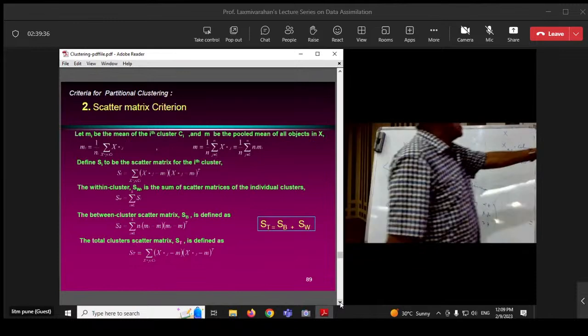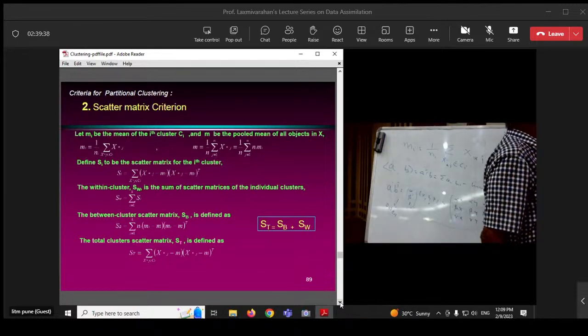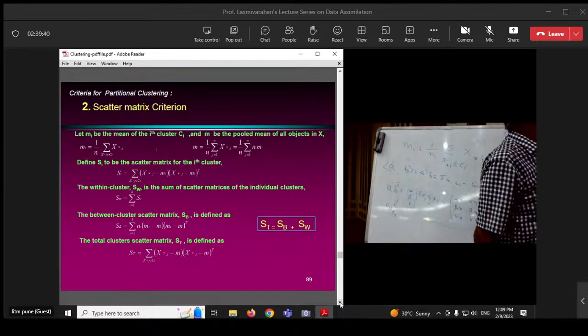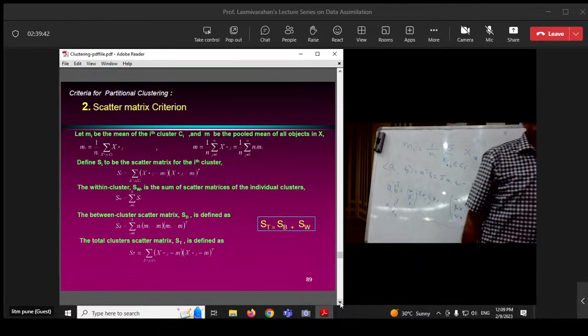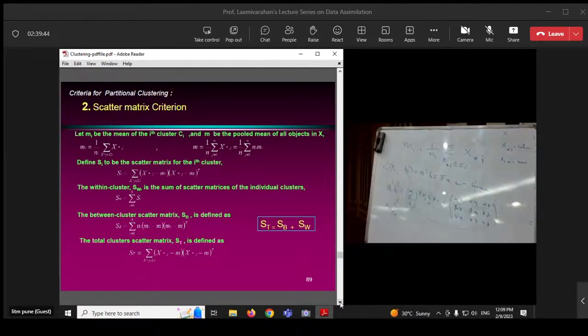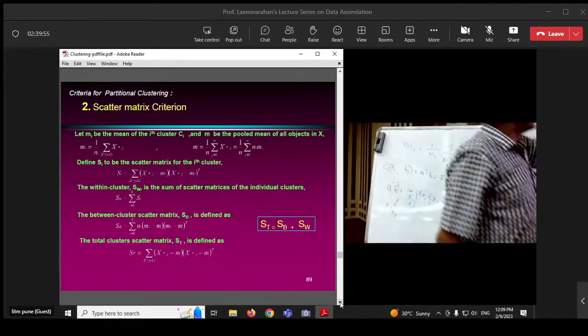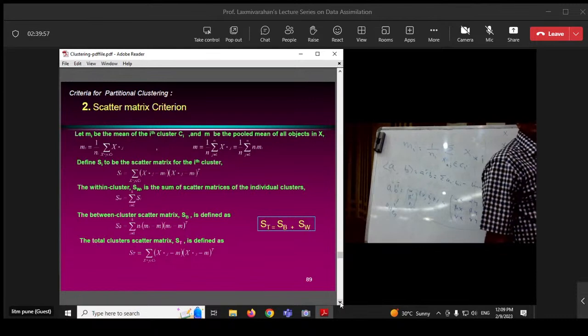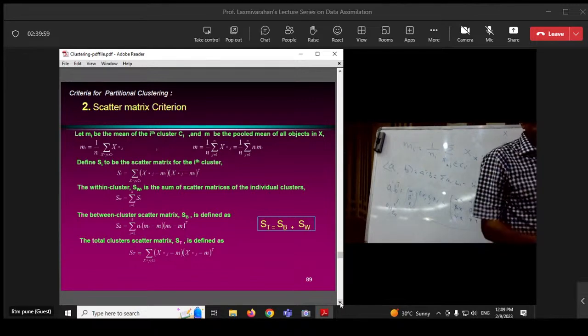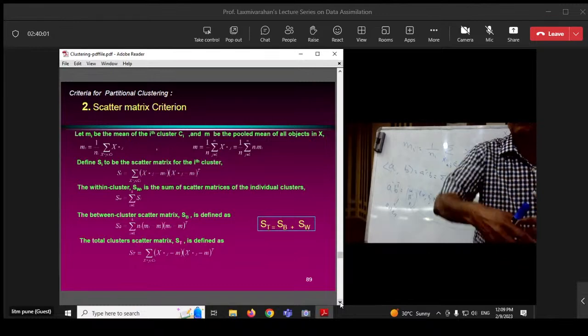Okay, now, what is the total within-cluster scatter matrix? It is the sum of all the Si's. Si is the measure of the scatter within each cluster. There are K such matrices. The sum of the K matrices is SW. So this is the total within-cluster scatter. That's called intra, meaning within.